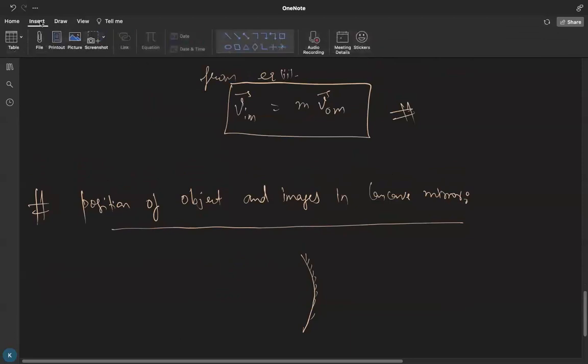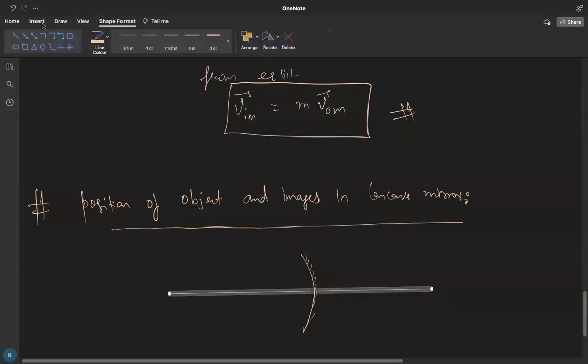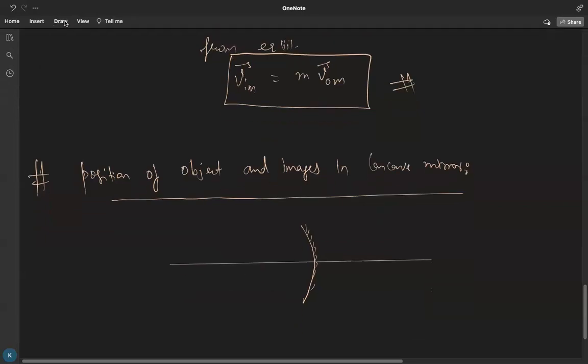So let me insert a straight line here. This is our straight line, which is the principal axis. This is our focus, this is our center of curvature, and this is our pole. These are the three basic things that we have to represent in a mirror. I'm considering this to be plus infinity, and there is minus infinity. So the principal axis lies between minus infinity and plus infinity.